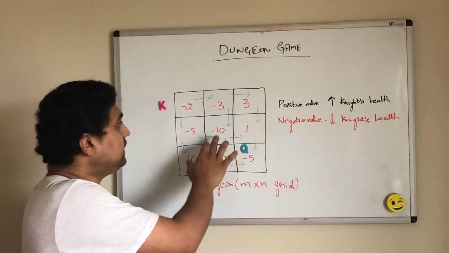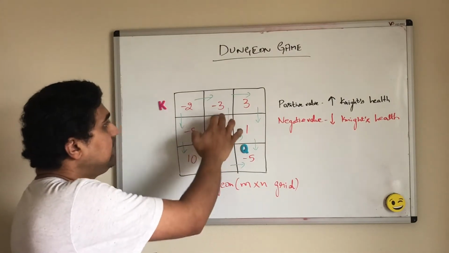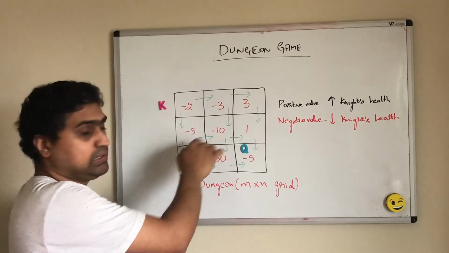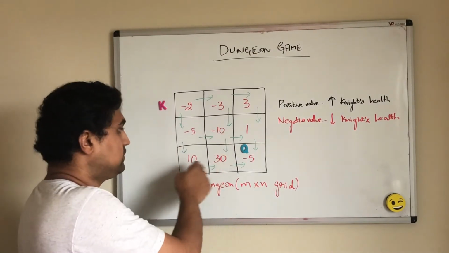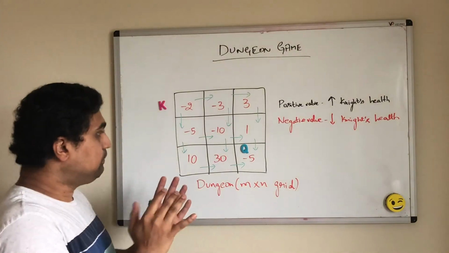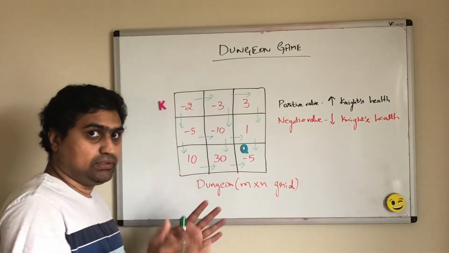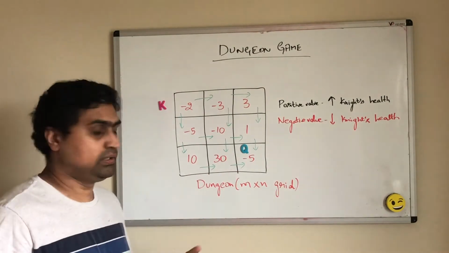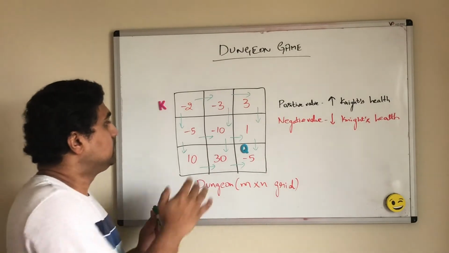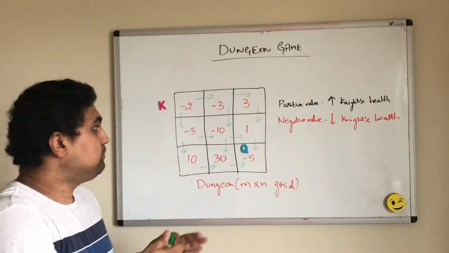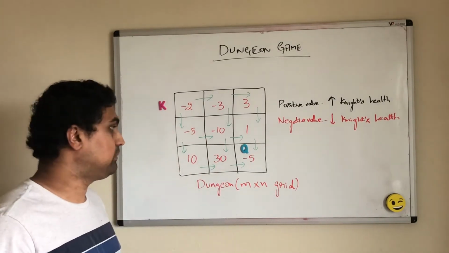Now we can notice that there are certain cells that are being revisited multiple times. If you take this cell, it's being visited from the top, as well as from the left. Similarly, this cell is being visited from the top as well as from the left. So once we compute the minimum health required by the knight at any particular cell, we can store that value, that is memoization, and use it for further recursive calls. So this problem can be solved using recursion and memoization, that is top-down dynamic programming.